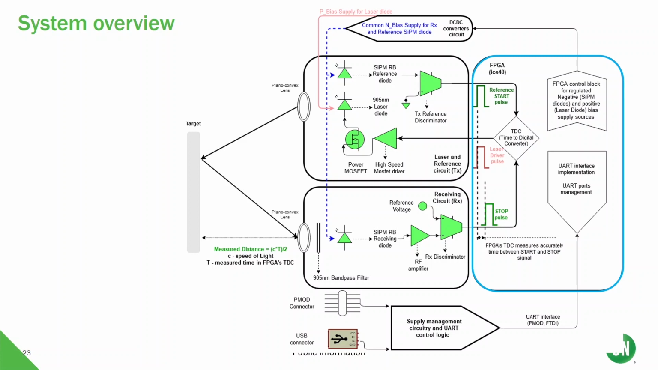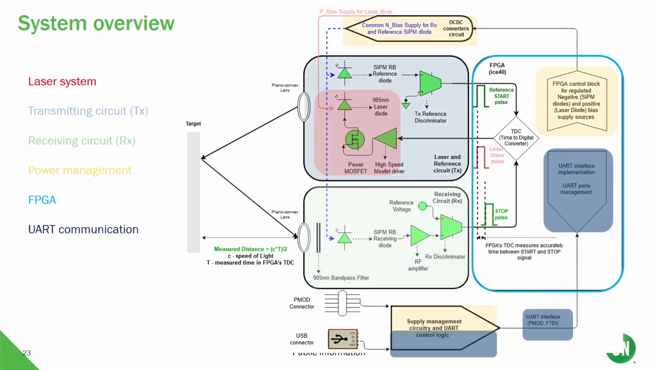Now that we understand the purpose, let's dive deeper into the system blocks and how the application is realized. 6 main areas are clearly identified, which again trace back to the LiDAR block functions seen earlier. The transmitting block, which encompasses the 905 nanometer laser LED and driving circuitry. The receiving system with the RB silicon photomultiplier diode together with the necessary readout devices, including amplifiers and discriminators.